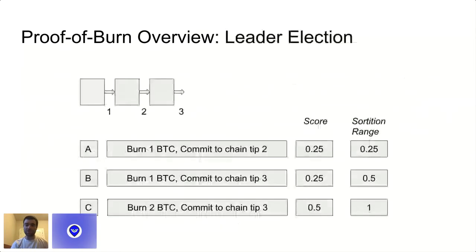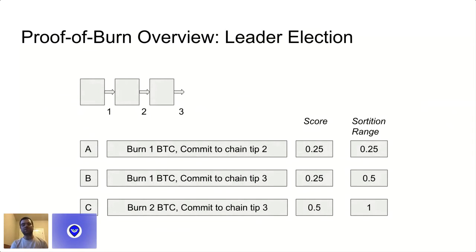So, an example of how this might work: we'll take a look at a Stacks blockchain that has 3 blocks in it right now, and then 3 miners, miner A, B, and C, who are trying to build the next block in the Stacks chain. Each of these miners, in order to participate as a miner, burns some amount of Bitcoin, and they announce which chain tip they're going to be building off of.